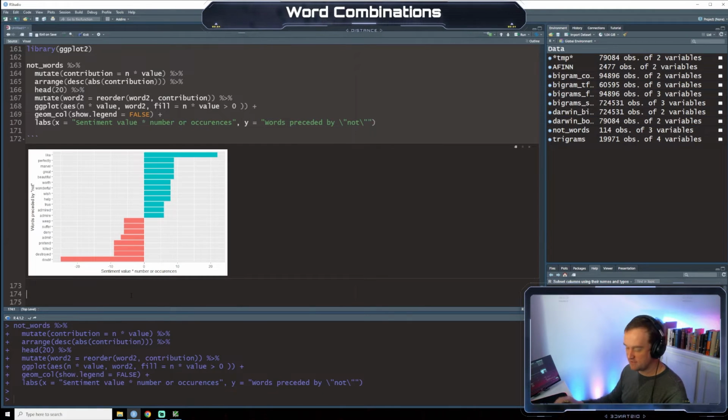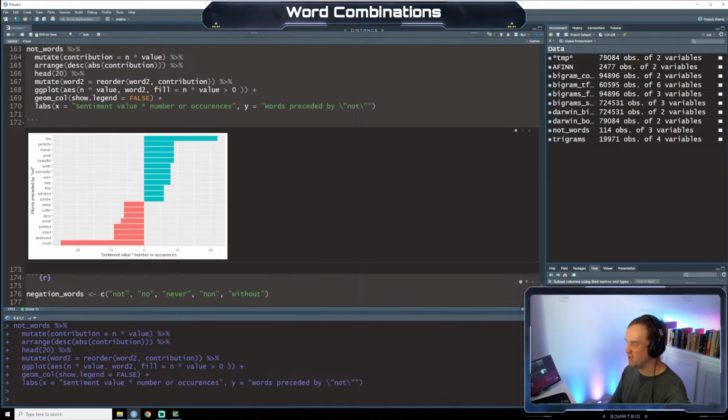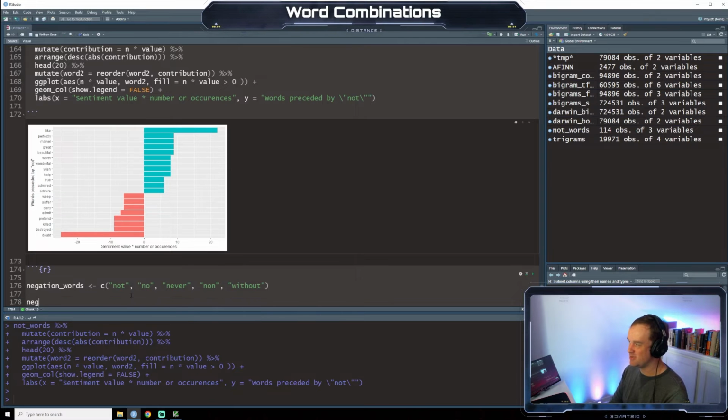So what we can do, let's filter out negation words. We're going to call them not, no, never, non, without, and you can add some others if you want. If you have stuff you're like, oh, that word probably does the same as not, like dis might be one you would want to try.